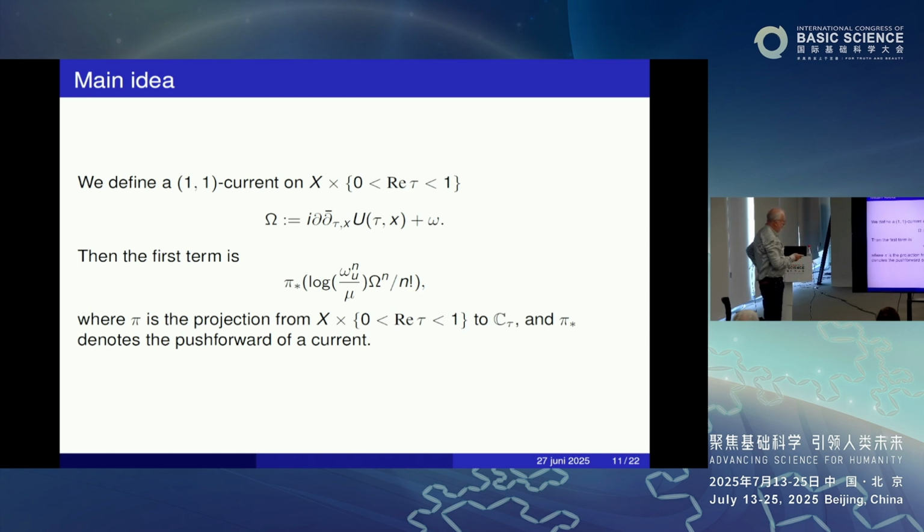Now, the first term here, you can see that it is really equal to what you get when you restrict this thing here to a fiber. You fix the value of tau, and then you get the fiber, a copy of x there. You just get the i dd bar of u in the x direction, and then this will be omega u. So the first term in our formula is the fiber-wise integral of this form.